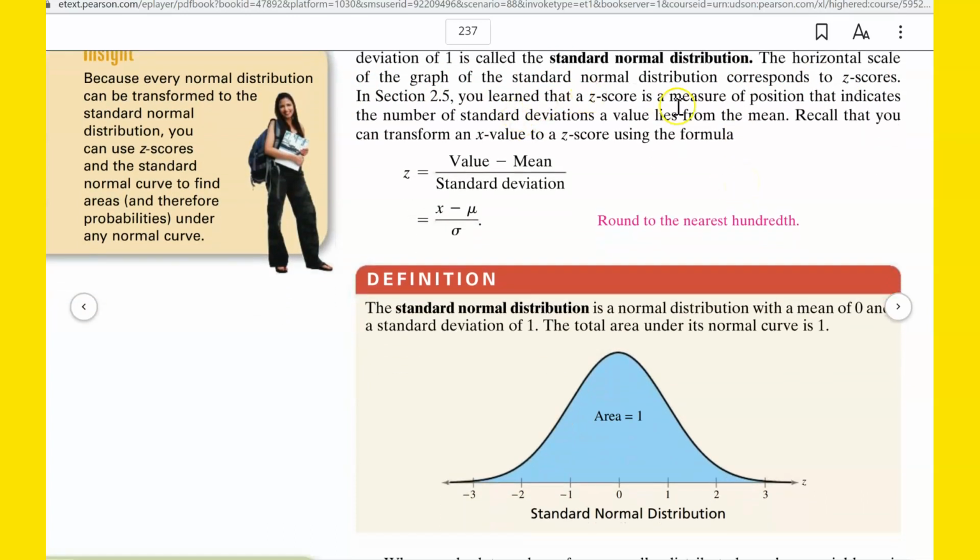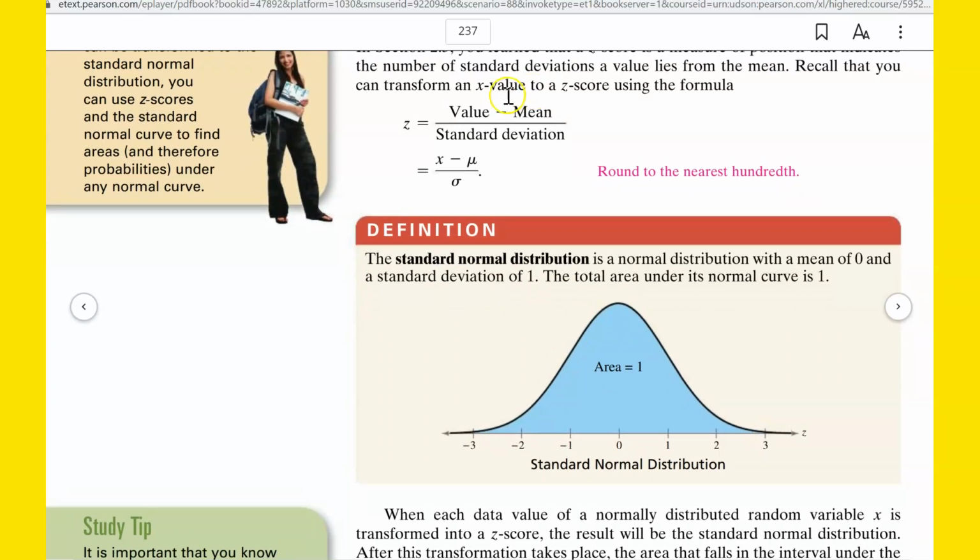In 2.5, you learned that a z-score is a measure of position that indicates the number of standard deviations a value lies from the mean. So in the standard normal distribution, if your z-score is 1, that means you are 1 standard deviation above the mean. If your z-score is -2, it means you're 2 standard deviations below the mean.